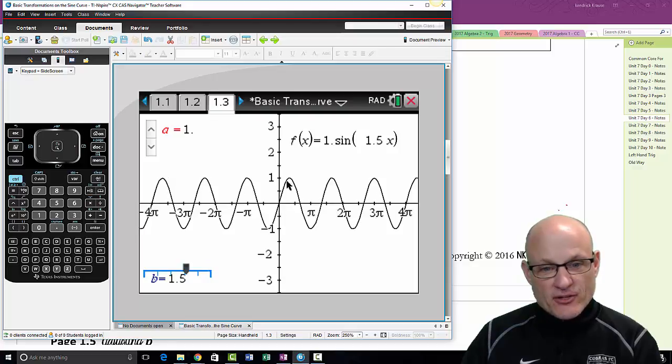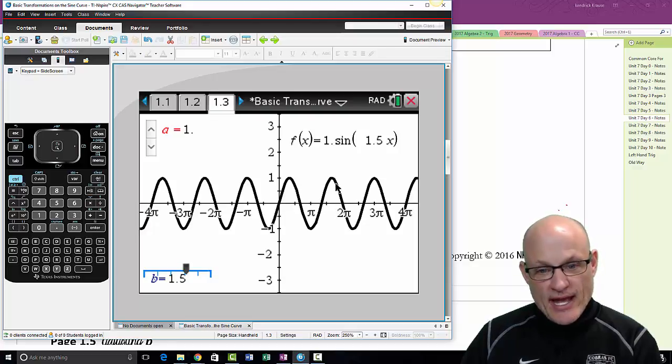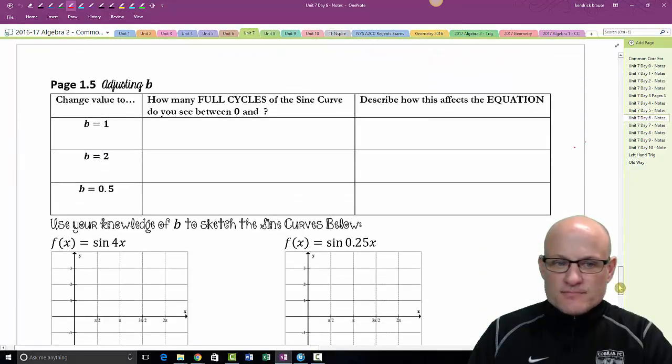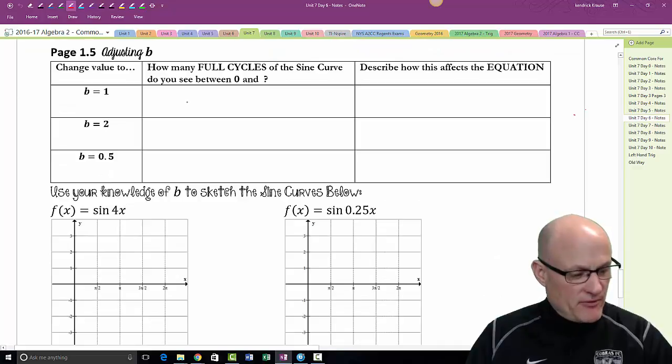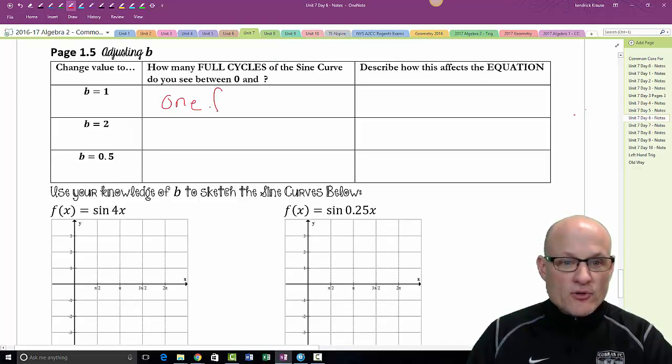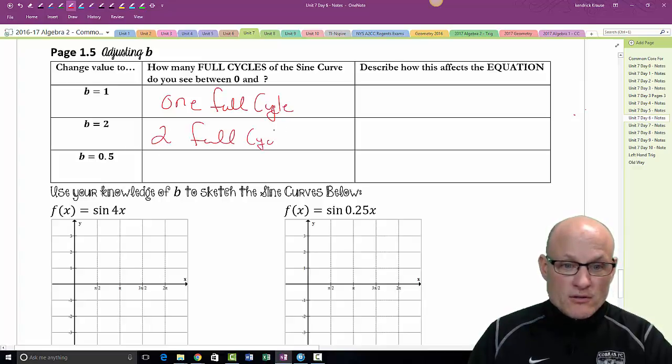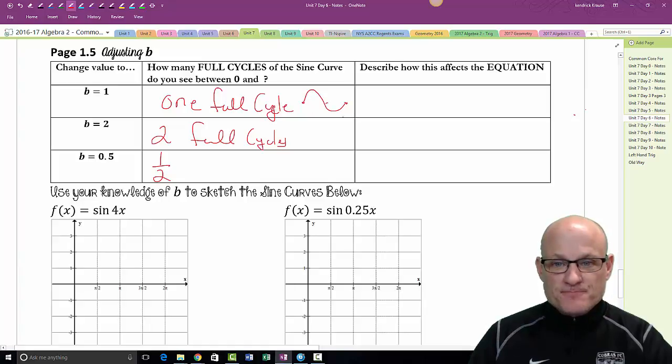You'll notice at 1.5, I finish 1 full curve, and then half of another. There, see the other extra half right there? So changing B: if B is 1, how many full cycles? 1 full cycle. If you have 2, that's 2 full cycles. And this is a half of a cycle. And by a cycle, remember, a cycle is starting at 0, ending at 0, 0 in the middle. 1 full curve, up, down.